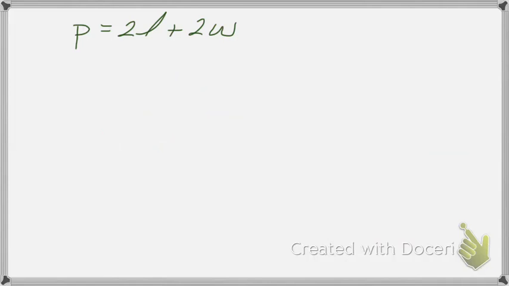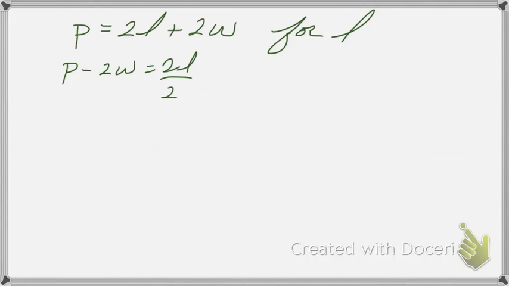If the book says solve for L, what they want you to do is algebraically rewrite this, rather than P equals 2L plus 2W, in terms of L. Okay? So in order to do that, they're going to take away the 2W from both sides, divide by 2, and you're done. Okay? So they'll ask you to do something like that. Solve for L, given this formula.